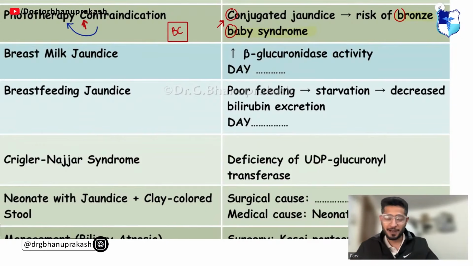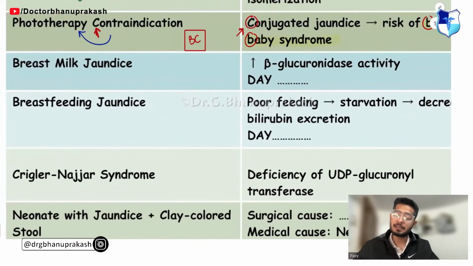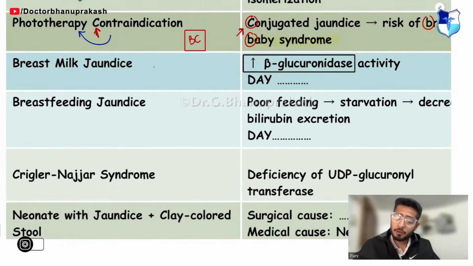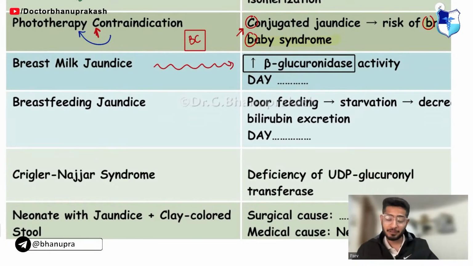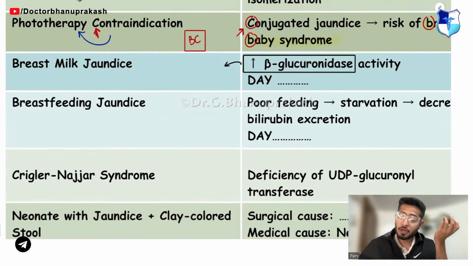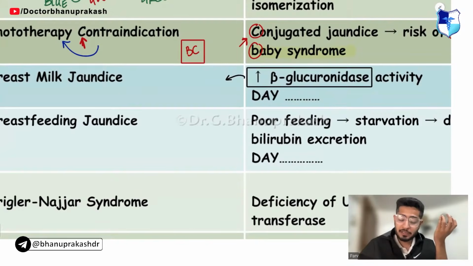Coming on to the next part now, breast milk jaundice, breastfeeding jaundice. So what is breast milk jaundice? See, in some females, the breast milk contains beta glucuronidase. In some of the mothers, they have got beta glucuronidase activity. It is going to convert the conjugated bilirubin into unconjugated bilirubin.